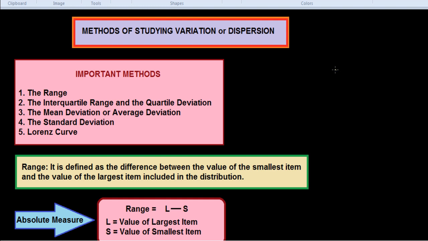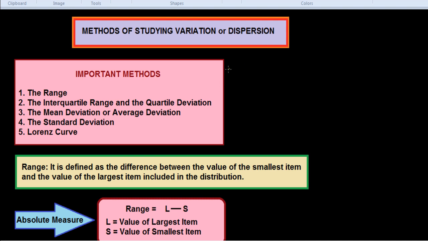The first two, the range and the interquartile range or the quartile deviation, are positional measures because they depend on the values at a particular position in the distribution. The other two, the mean deviation or average deviation and the standard deviation, are calculation measures of deviation because all of the values are employed in their calculation. And the last one is a graphic method, the Lorenz curve.